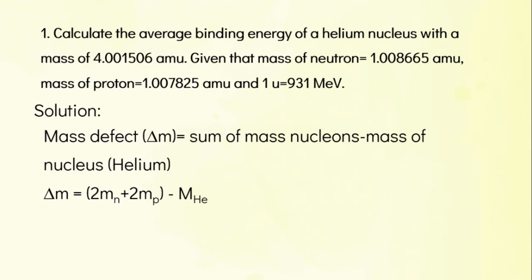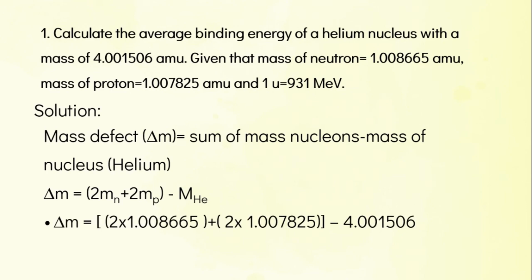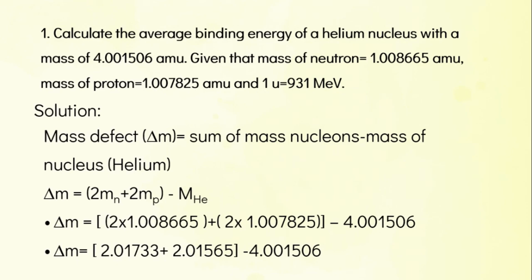Mass defect, we have 2 mass of neutron and 2 mass of proton because we are dealing with helium here, and we are going to find the mass defect. We put in the values and then we get 0.031474 universal atomic mass unit. So now we are asked to find the average binding energy.